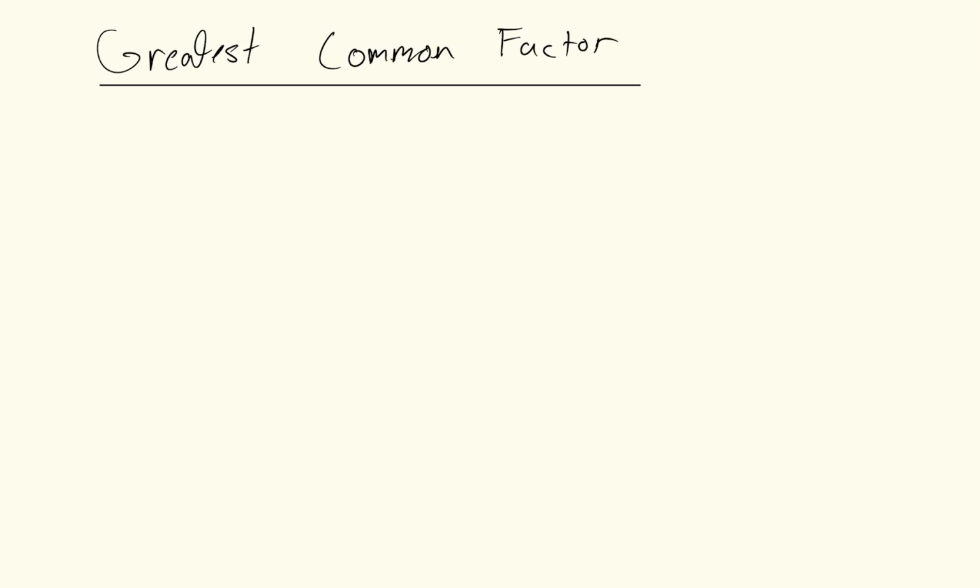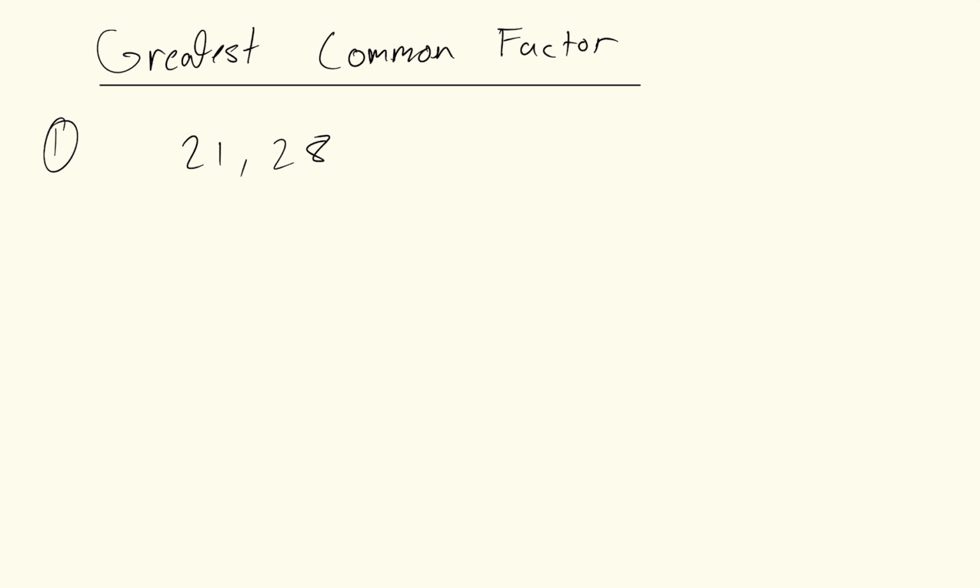Hey everyone, so today we're going to go over how to find the greatest common factor. Now for the first problem, I'm going to ask you to find the greatest common factor of 21 and 28. Now the steps to doing this are pretty simple. First, we just want to find all the factors of 21 and 28.